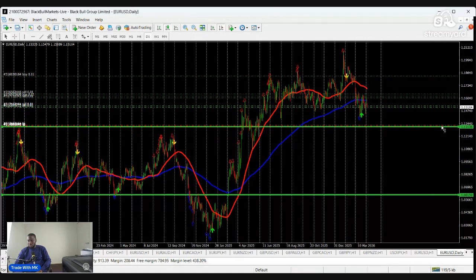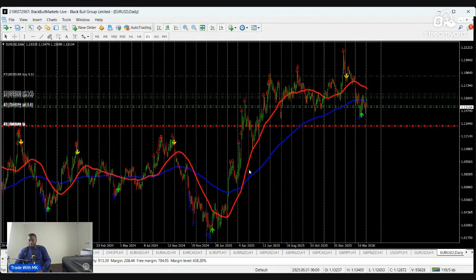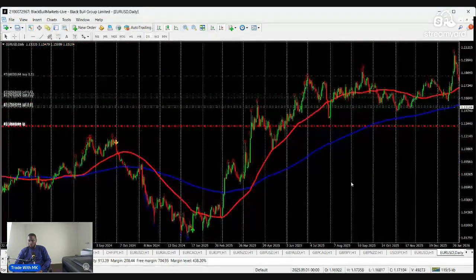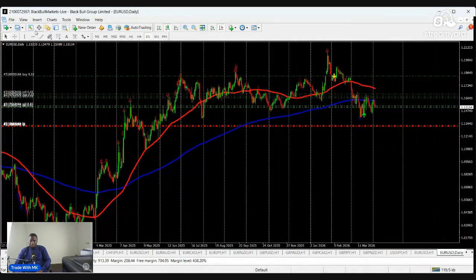So this is a daily time frame. On the daily time frame, we will say the market is up from here. The 50 moving average is already above the 200 moving average on the 11th of April 2025. So we know that it's an uptrend.